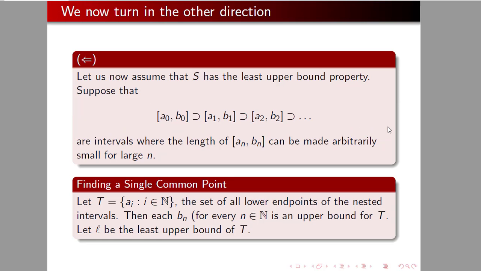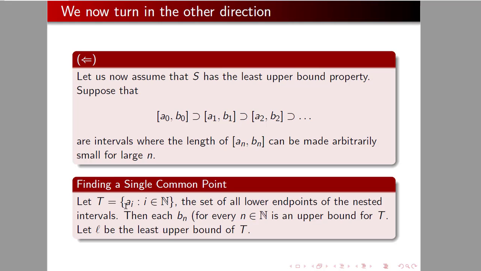So having proven things in one direction, let's flip it back and take it in the other direction. Let's assume that S has the least upper bound property, and we're now going to show that it has the nested interval principle. So let's have this nested set of closed intervals whose length can be made as small as we like whenever n is made large. Let's find a single common point to these intervals.